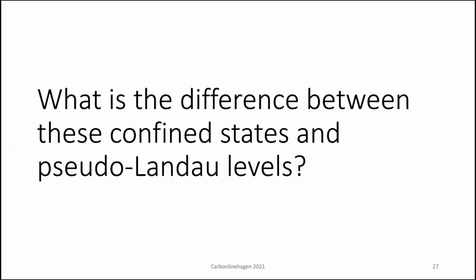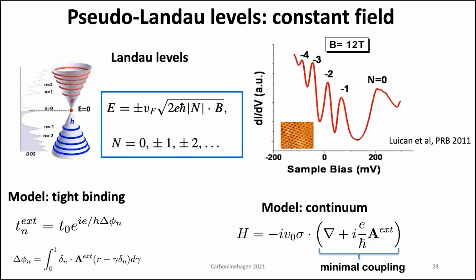So, one question that you may be asking is, what is the difference between these confined states and the pseudo-Landau levels? In that sense, let me remind you a little bit about the physics of the pseudo-Landau levels. We talk about Landau levels when we have a homogeneous magnetic field distribution. In this case, it will mean to have a strain distribution that generates a gauge field such that when I calculate the curl of the field, I have a constant. That is a gauge field that changes linearly with the position.